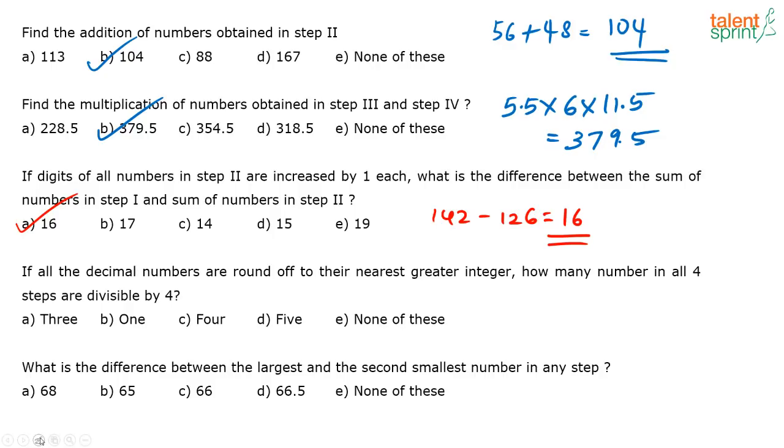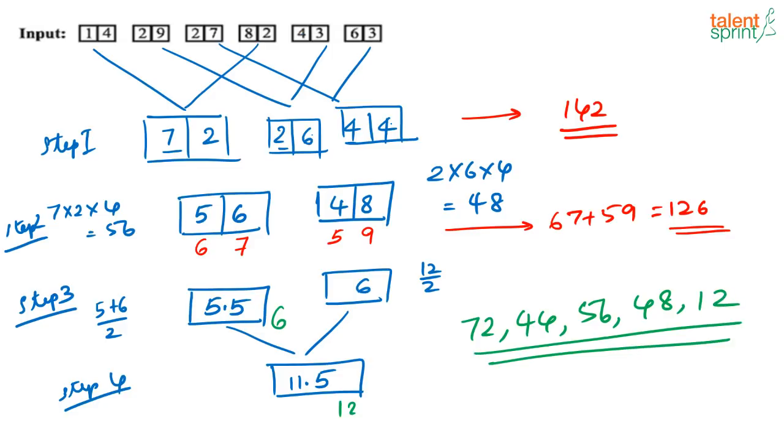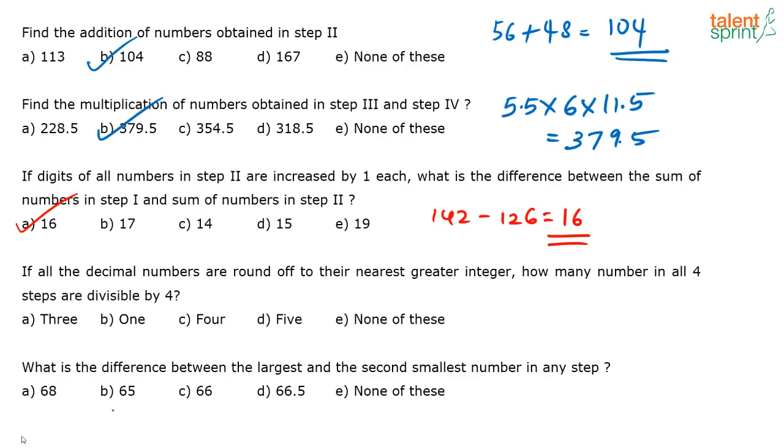Okay. So for the fourth question, what is given here? If all the decimal numbers are rounded off to their nearest numbers. So let us go back. Here, if you are rounding off these decimals, see what we have: 5.5. How do you take nearest integer? You can take it as 6. 11.5 you take it as 12. Now which are the numbers in these steps which are divisible by 4? The numbers which are divisible by 4 here are 72, 44, 56, 48 and then you have 12. So these are the numbers which are divisible by 4 in the various given steps. So how many such numbers are there? 5 such numbers are there. So the correct answer for this question is 5.